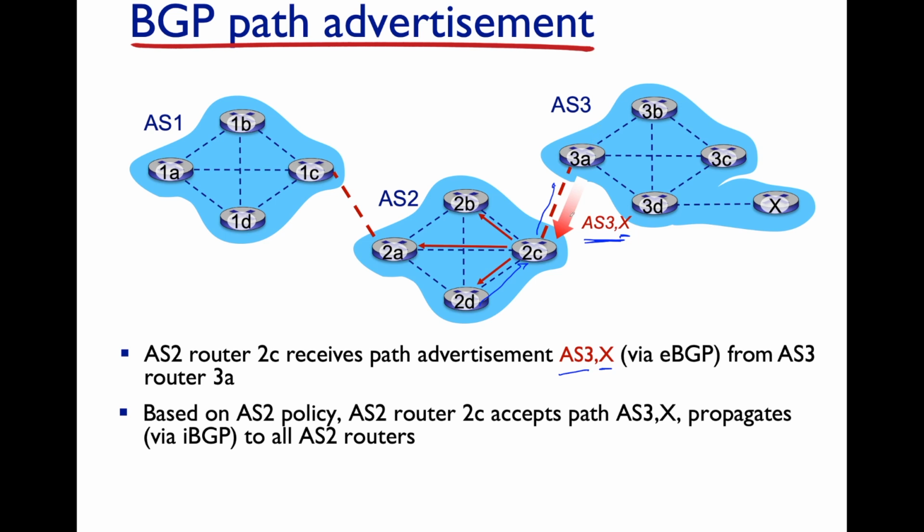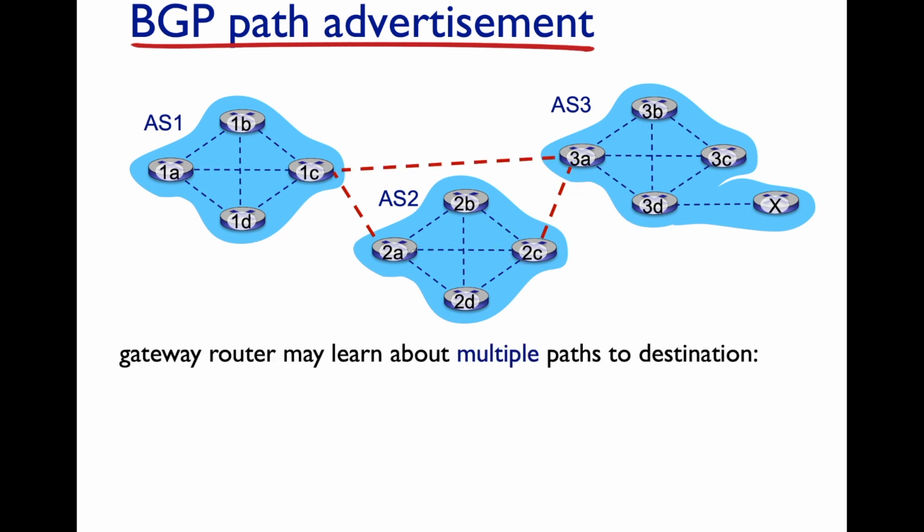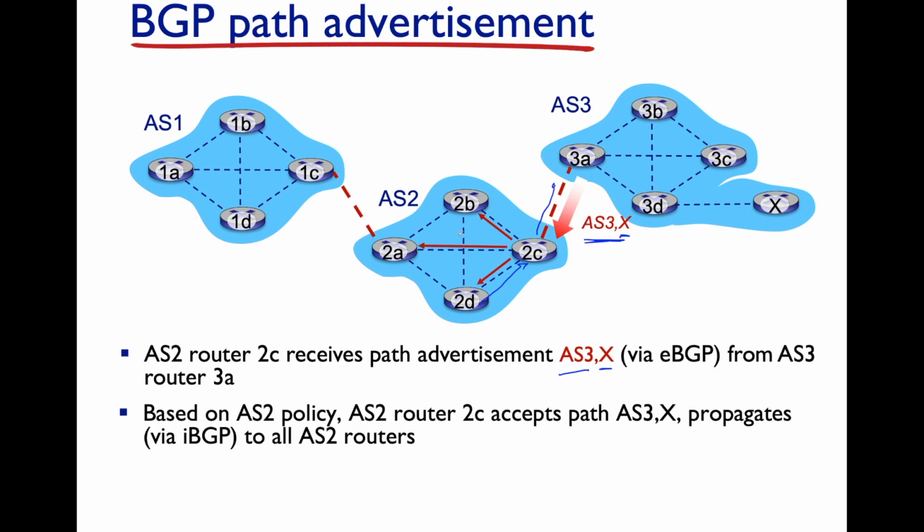Now, this information gets propagated internally using the intra-AS BGP message, iBGP. Okay. Now, based on AS2's policy, it can choose to export this advertisement that it got from AS3. Of course, router 2A, through iBGP, got that message that if you want to go to AS3, you're going to go through this gateway router, which has a connection to 3A. Now, 2A has this advertisement, AS3, subnet X.